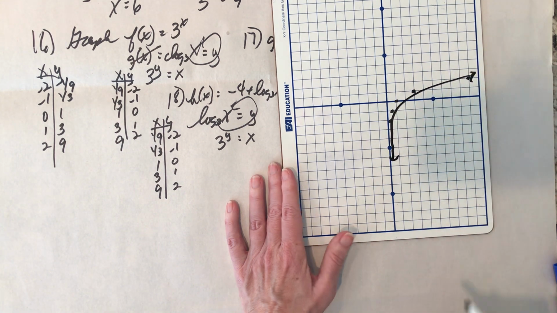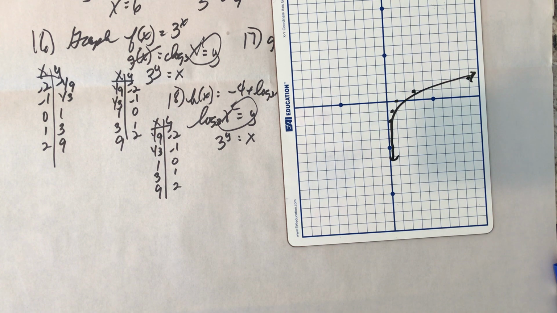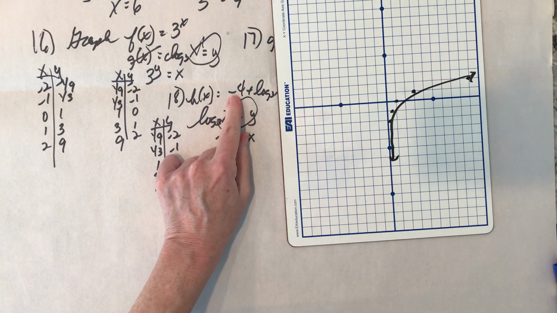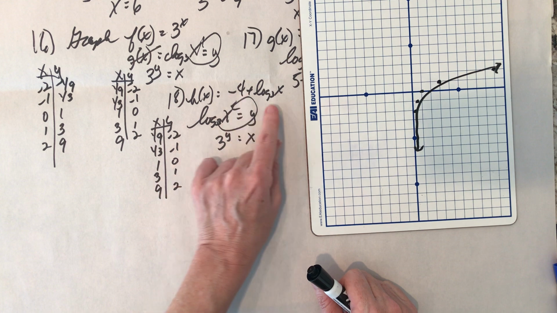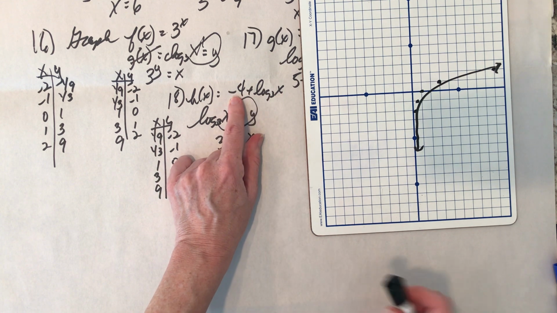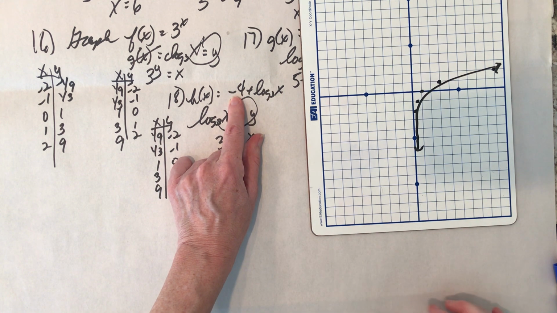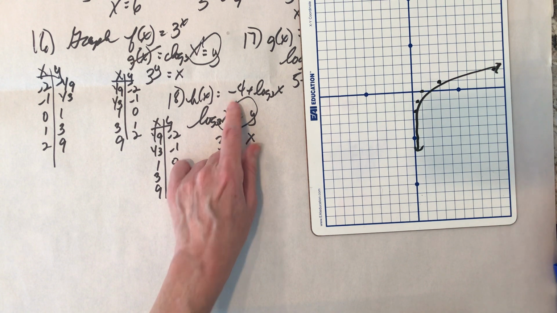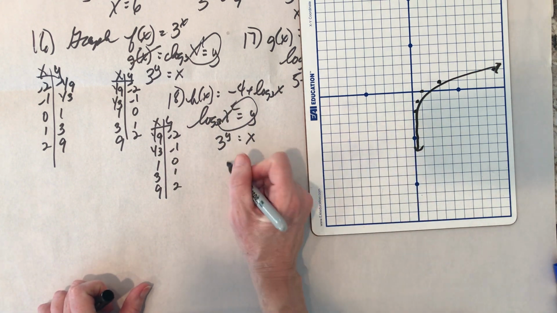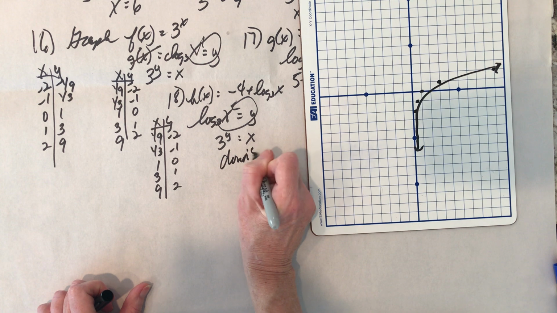Because that's a basic. MyMathLab doesn't care about that. What they want you to do is to transform it. This -4 is not attached to the x. It's a vertical up and down, and it's a -4. So that's telling us they want us to take this graph and move it down 4.